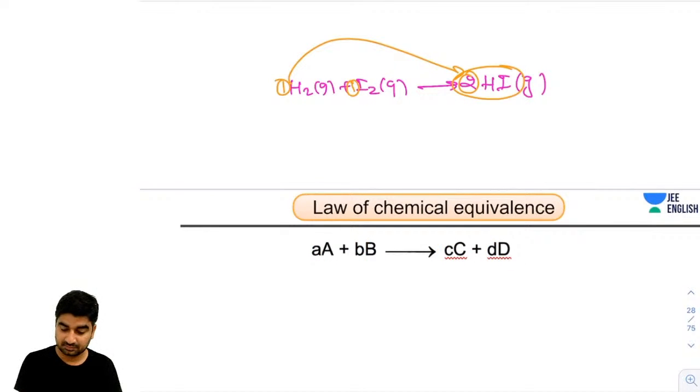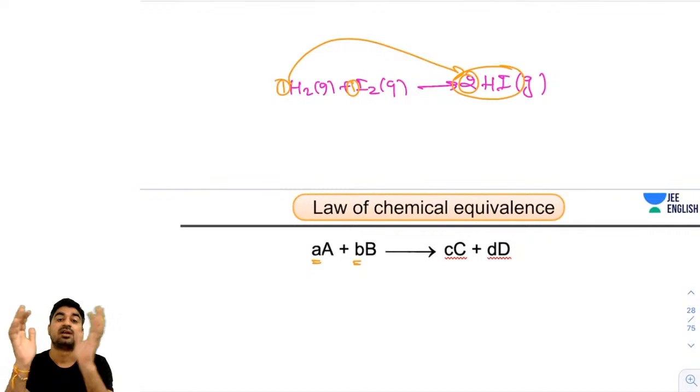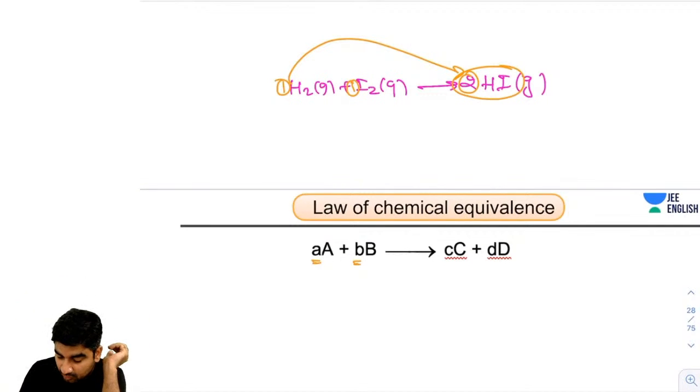Right guys? I can say it. A moles of A reacting with B moles of B to produce C moles of C and D moles of D. Any doubt? No doubt. So guys, I can say A moles of A produce C moles of C, 1 mole will produce, and then X mole will produce. Again I have to balance it. But in case of law of chemical equivalence, I will always write whatever be the coefficient.